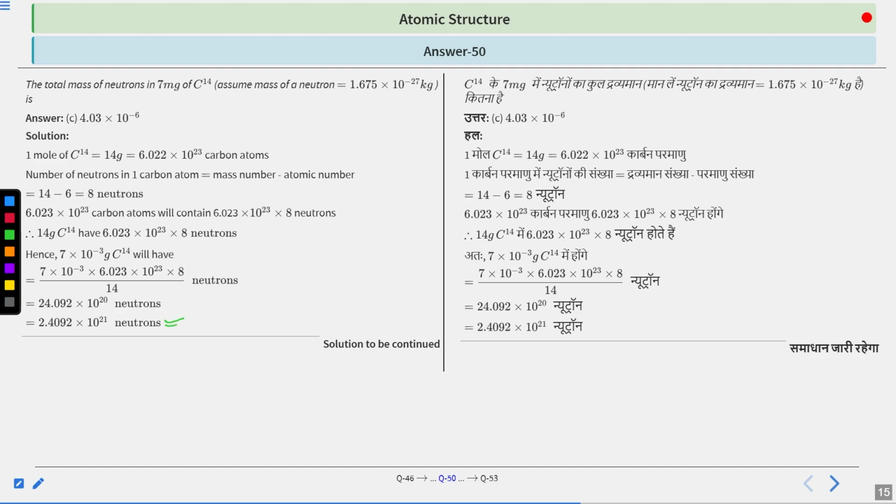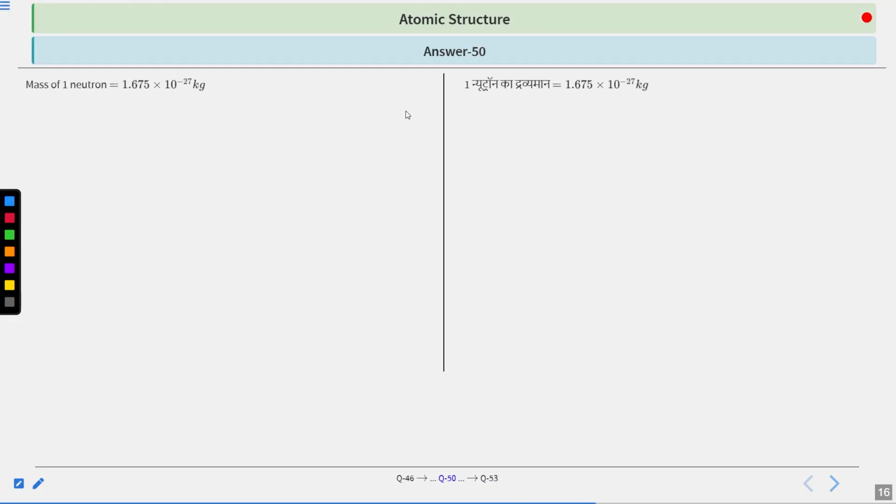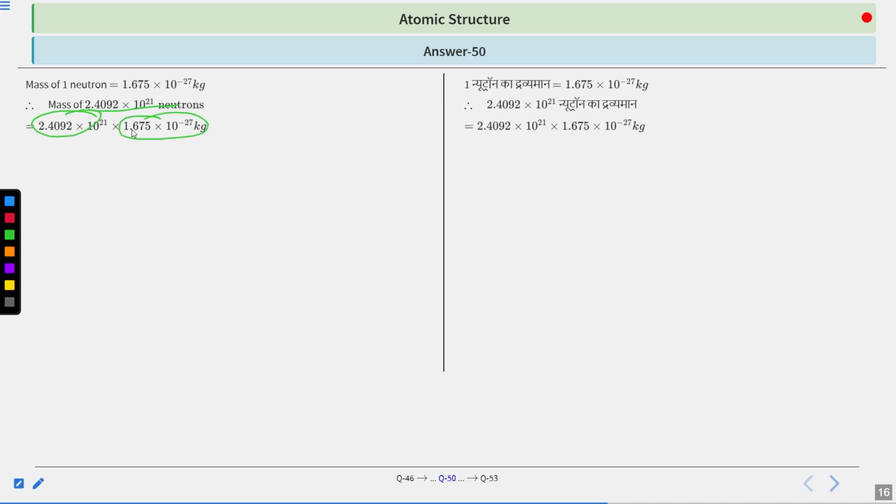So you have calculated the number of neutrons, but what was your goal? Your goal was to calculate the total mass of neutrons, and not the number of neutrons. So how will we calculate it? By using this value, the mass of a neutron that is given. One neutron mass is given as 1.675 into 10 to the power minus 27 kg. So the mass of this much number of neutrons will be simply the multiplication of these two. That will give you 4.0354 into 10 to the power minus 6 kg. So this is your answer.